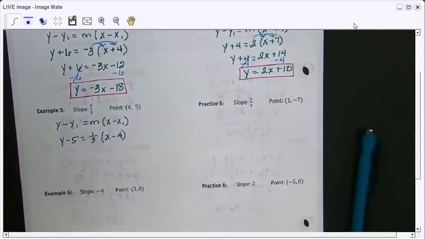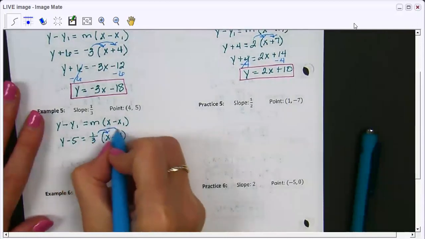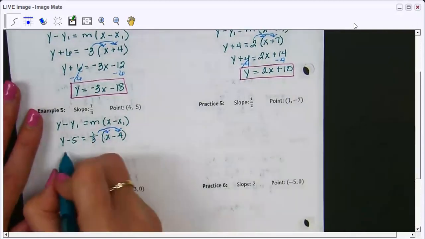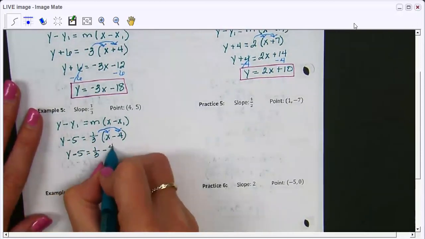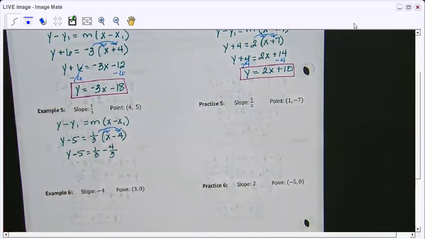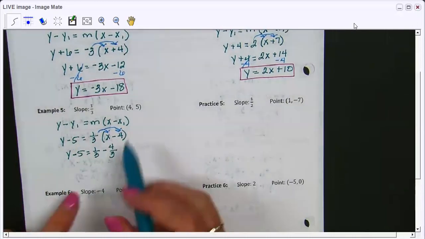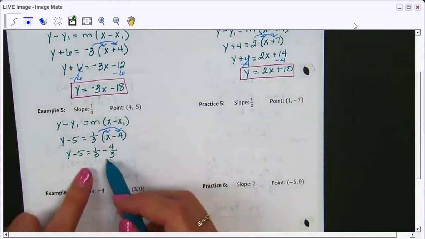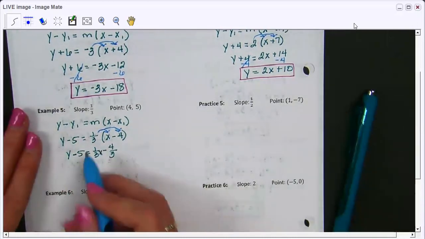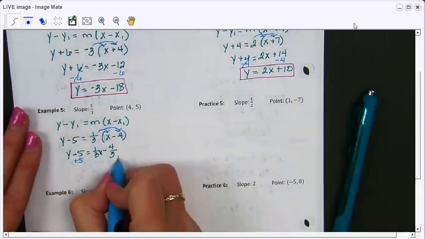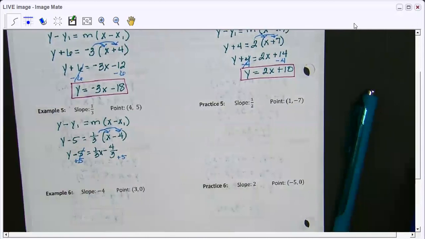Okay, and just like before, we're going to distribute our slope. Okay, and we end up with y minus 5 equals 1/3 x minus 4/3. Oh, yes, 1/3 x. Thank you. Then we're going to add our 5 to both sides. Not in this situation, you wouldn't want to do that.